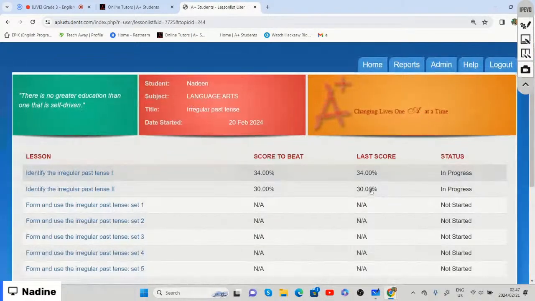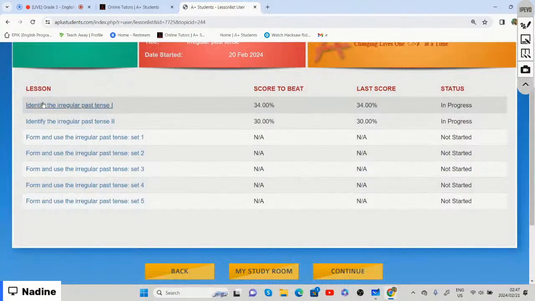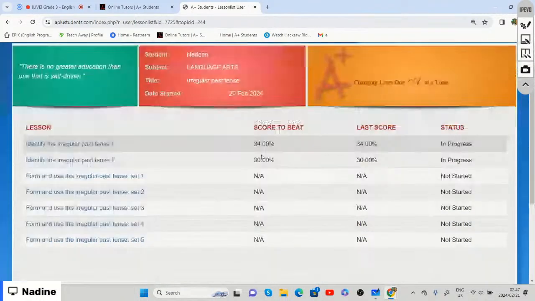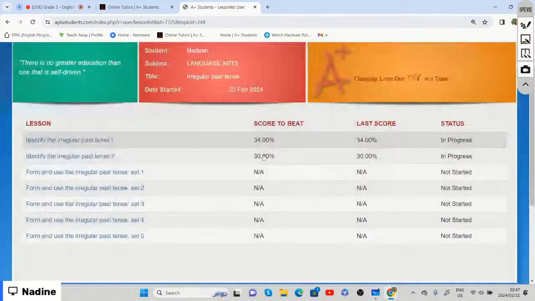All right. So we did only identify the irregular past tense one and two. So within this week, we are going to still complete a few of our lessons. So we're still going to do a whole week of irregular past tense. But that is now the end of our lesson on irregular past tense. Remember, irregular past tense, there are no rules that you follow, right? You're just going to have to know the form of that verb within the past tense.